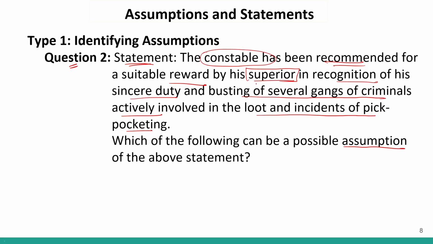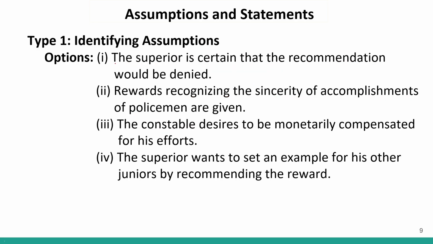Let us look at the assumptions. First says the superior is certain that the recommendation would be denied. This is again an extreme statement. Why would a person recommend someone if they are sure that their recommendation will not be considered? This is an extreme statement, so this cannot be a correct assumption.